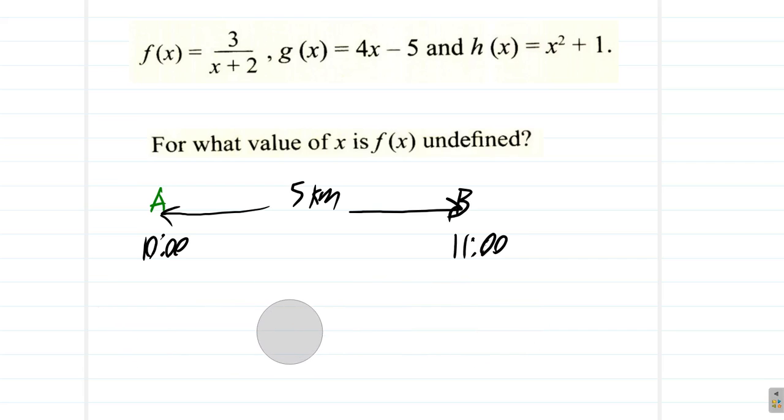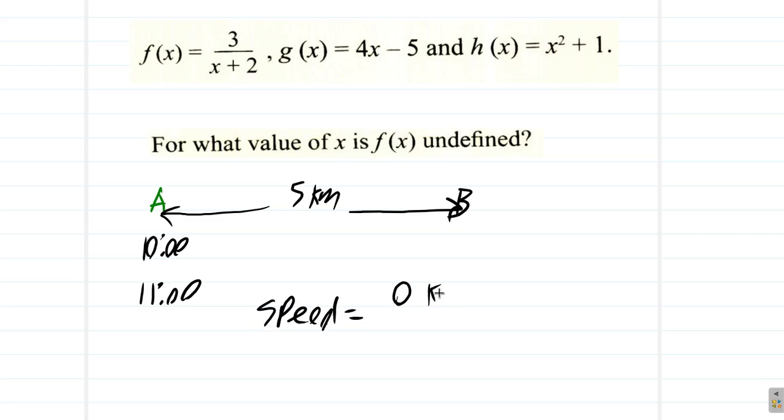Now, suppose at 10 a.m. you're at A, and then at 11 a.m. you're still at A. What would be your speed? Your speed will be the distance. Well, you're still at A, so it's 0 kilometers over time 1 hour. So your speed was 0 kilometers per hour, meaning you have not started traveling yet, because you're still at A.